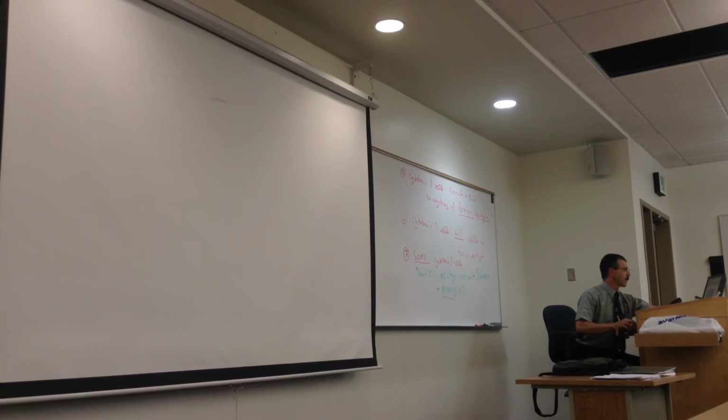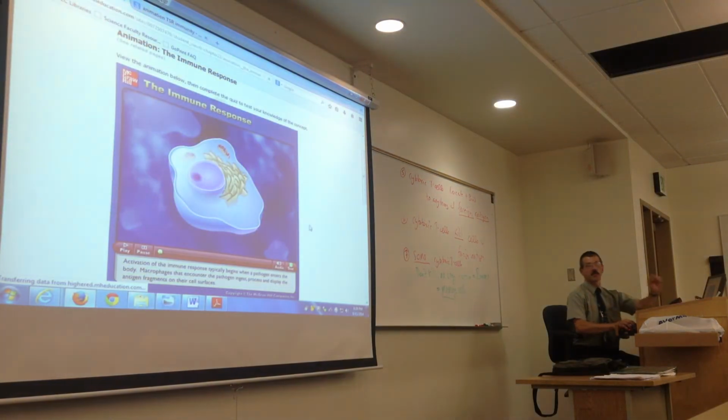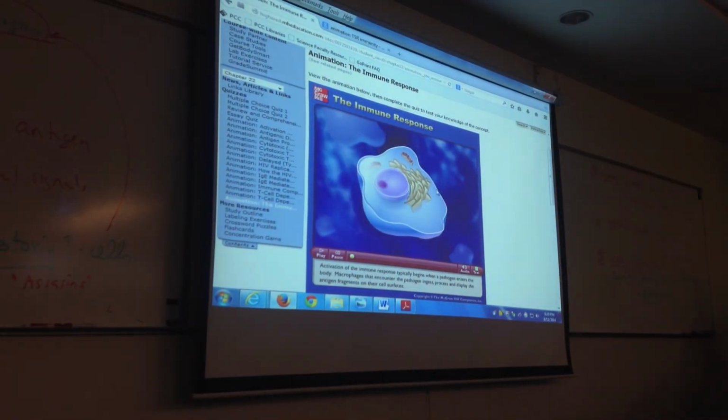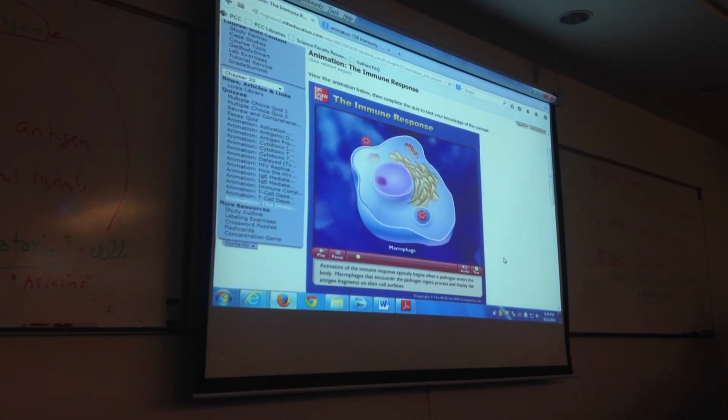So let me show you the steps so far. So here is my body cell. Activation of the immune response typically begins when a pathogen enters the body. Flu, Ebola. Macrophages that encounter the pathogen ingest, process, and display the antigen fragments on their cell surfaces. That's step 1. I have to show the immune system someone's invading.